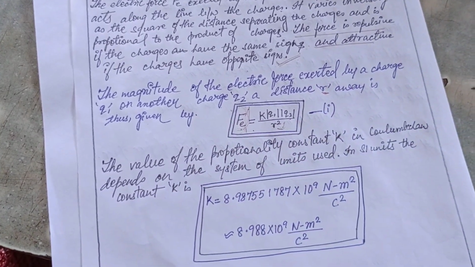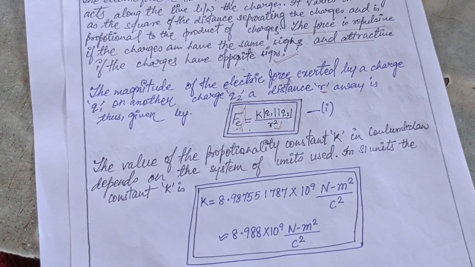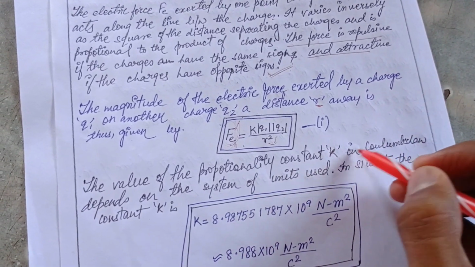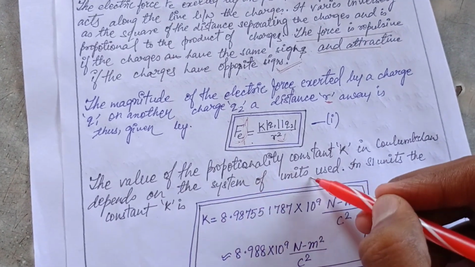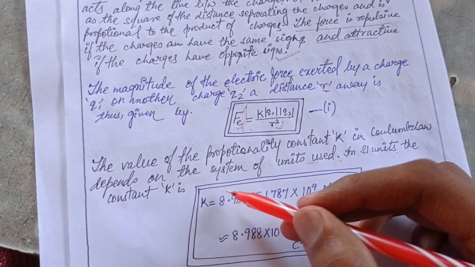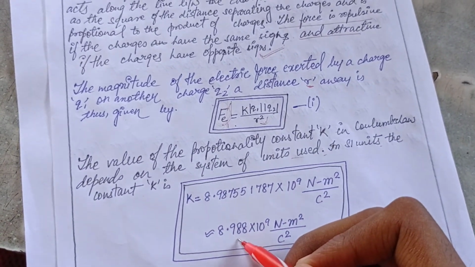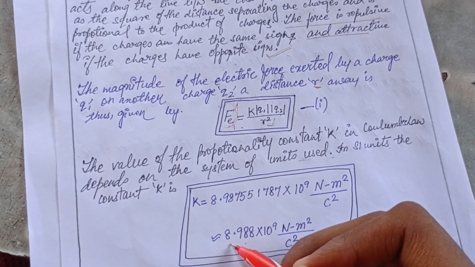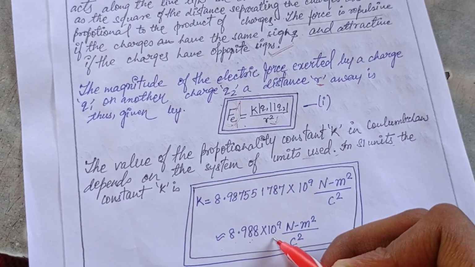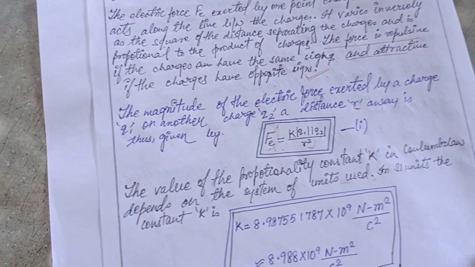Now the value of the proportionality constant k in Coulomb's law depends on the system of units. In SI units, the constant k is approximately equal to 8.988 times 10 to the power 9 newton meter squared per coulomb squared.